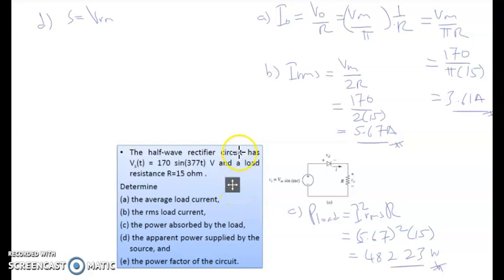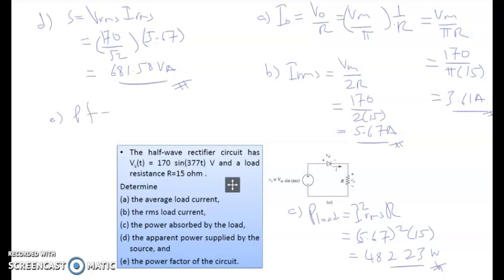Right. So in D, the apparent power supplied by the source. What is the value or the amount of S? So you have to remember again the power triangle, P, Q, S. So S equal to VRMS times IRMS. So this VRMS is the input or the source voltage, which is 170. You have to divide by square root of 2 to convert into RMS, times IRMS that we calculated just now, 5.67. So it becomes 681.58 VA, volt ampere. So this is the amount of P, this is the amount of S.